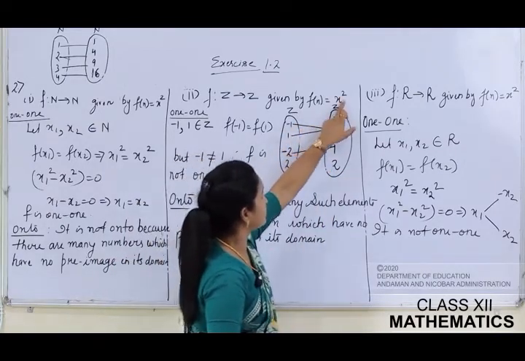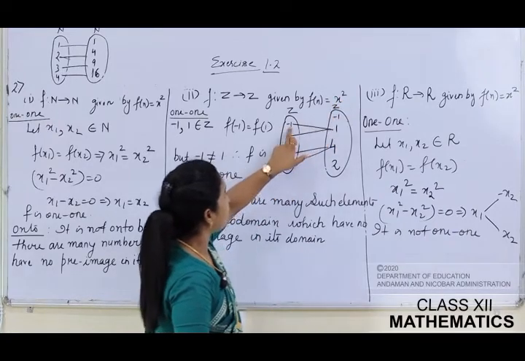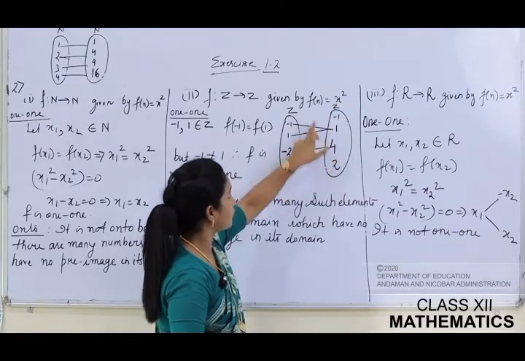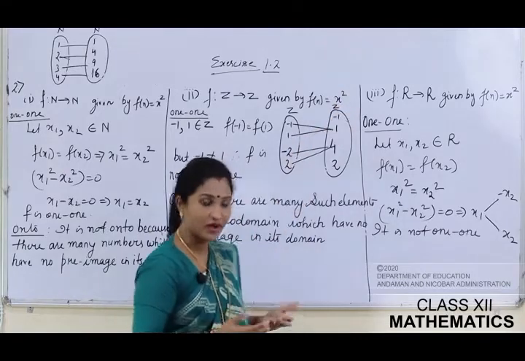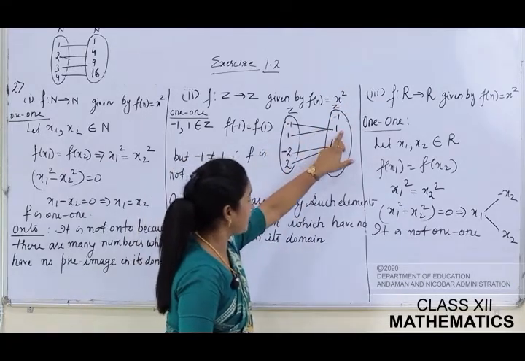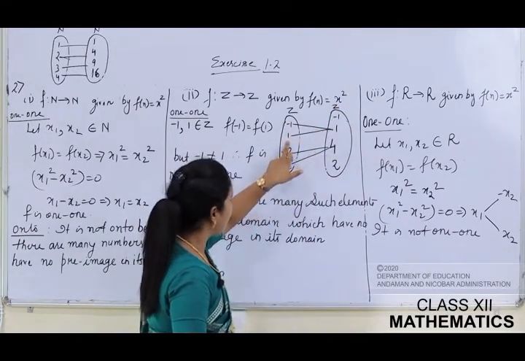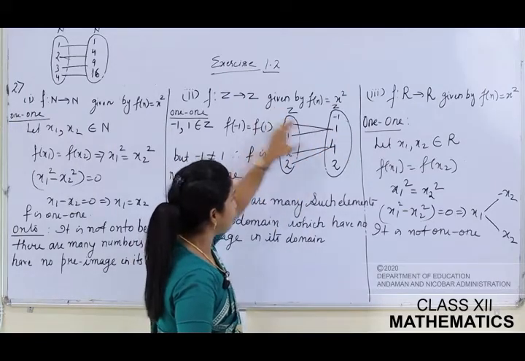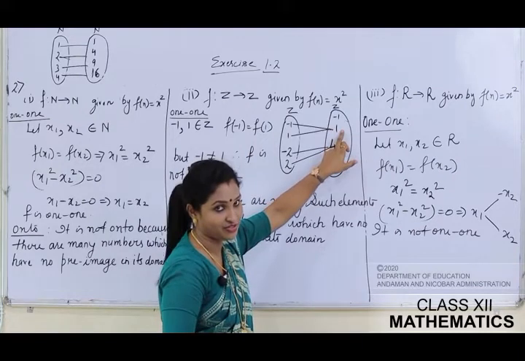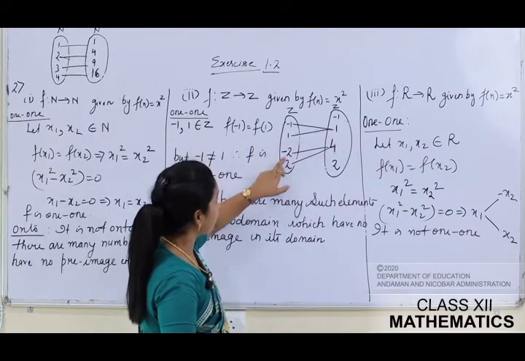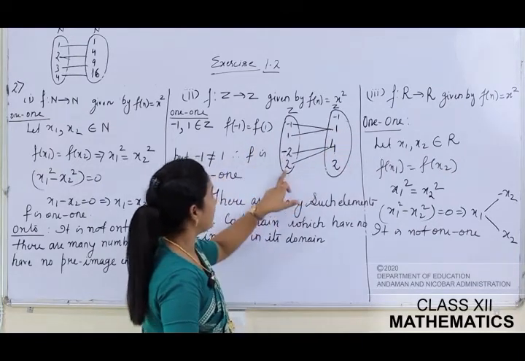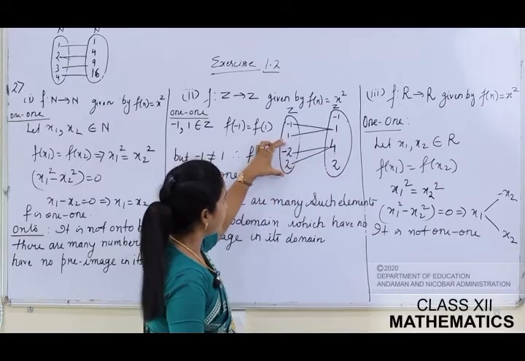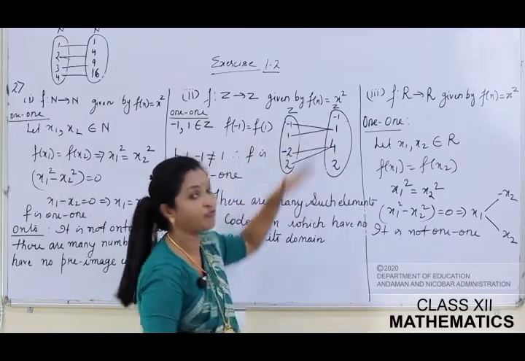When you take x is equal to -1, what will be the image? 1. Because -1 the whole square is what? 1. So what image will you get for -1? You will get 1. If you take 1, then also you will be getting 1. That means 2 elements have a single image. And here also, for -2 the image is 4 and for 2 also 4. This is an example of a many-one function.